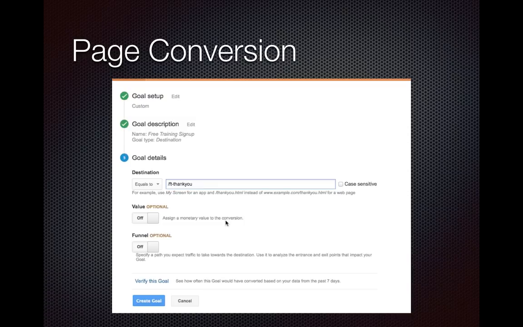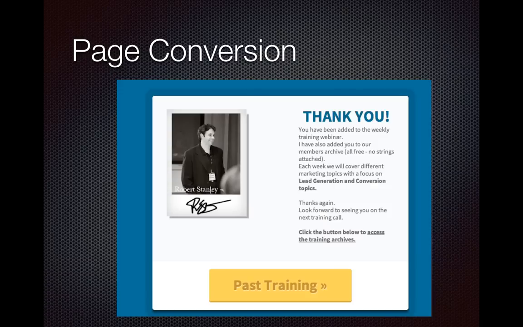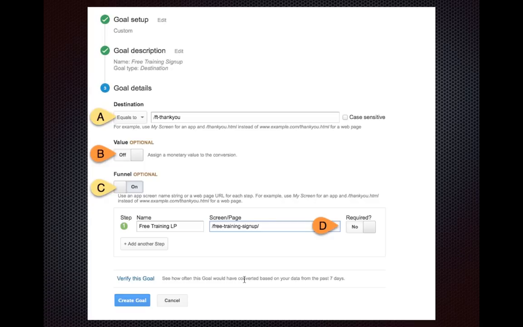So as I said, the destination is /FT-thank you. This is what the FT-thank you page looks like. You may have seen this page when you signed up for this webinar, or you might not have, just depending upon how you came to be here. So I set this page as the destination goal. And if you look at the overall breakdown of this, the goal, letter A here, is FT thank you. The value, letter B, which is optional, I leave off because there is no real monetary value that I'm aware of currently for people attending these free webinars. Not yet, anyway.